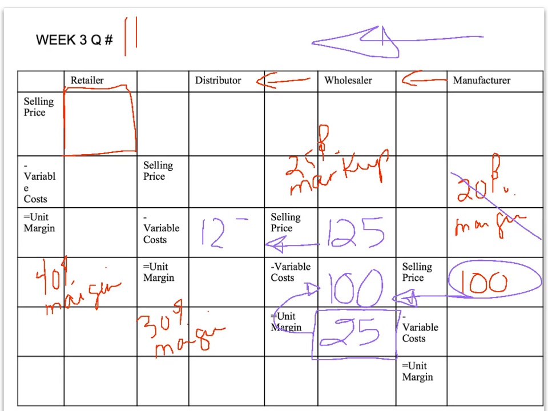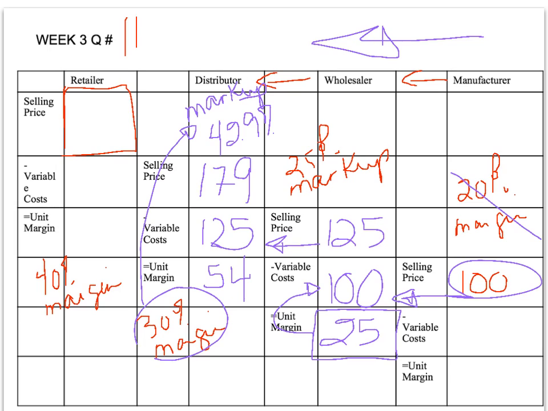That flips over to the distributor's variable cost. The wholesaler is selling to the distributor, therefore the distributor's variable cost is their selling price. In this case, the distributor is taking a 30% margin. So a couple ways of solving this. Again, just to remain consistent, I've told you to flip margin into a markup when you have variable cost, which is 30 divided by 70, or 42.9%. Multiplying 42.9% by your variable cost will give you a unit margin of $54. Adding those two numbers together, we've got a selling price of $179.